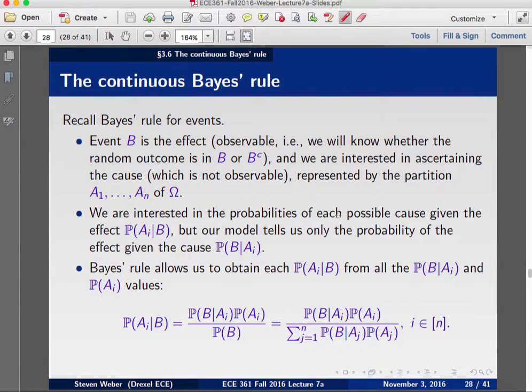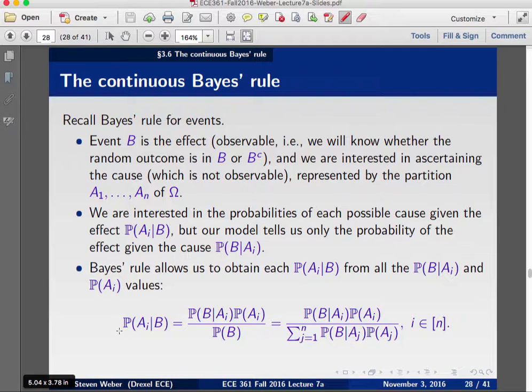We're interested in the probabilities of each possible cause given the effect, that is the probability of cause A_i given observation B. But our model tells us only the probability of the effect given the cause. That is, if we knew what the cause was, our laboratory test would tell us the probabilities of each possible measurement. So Bayes' rule allows us to flip things around. In particular, it allows us to obtain each of the probabilities of causes given an effect using the probabilities of the effect given the cause and the distributions of the different causes, the marginal distributions.